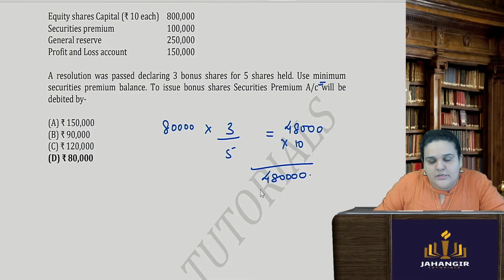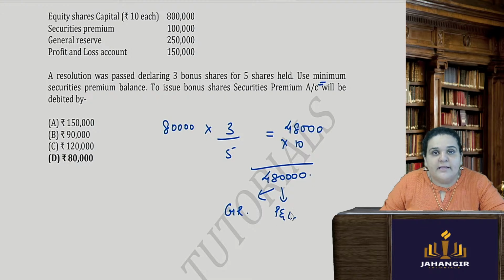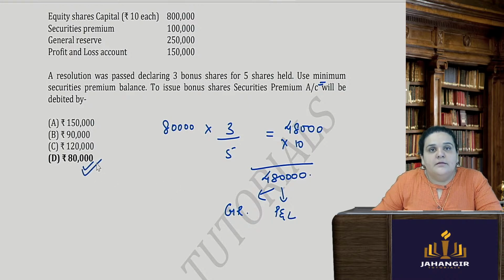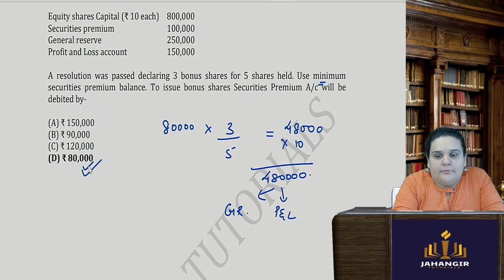So in order to use security premium minimum, first I will use my general reserve by 2 lakh 50, then I will use my profit and loss account also by 1 lakh 50. So 4 lakh 80 minus 2 lakh 50 minus 1 lakh 50. Okay, so I am going to use 80,000 from the security premium account.